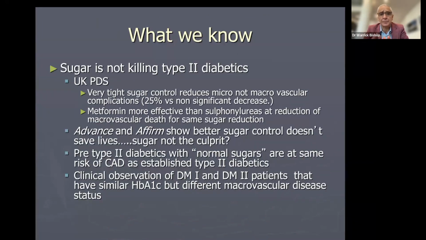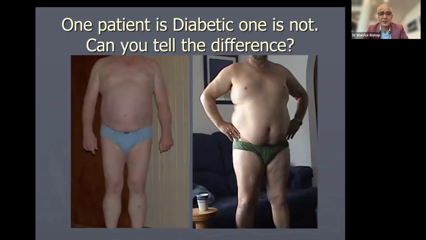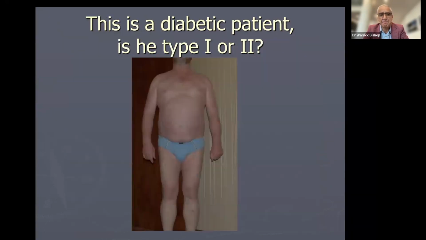We know, of course, that type 2 diabetics with very tight sugar control don't necessarily live longer. So we know that there's not good data to suggest that management of type 2 diabetics is all about being glucose-centric. Well, here are two patients of mine who were good enough to give permission for me to include them in this presentation. One of them is diabetic, one of them is not. And I think the point there is obvious.